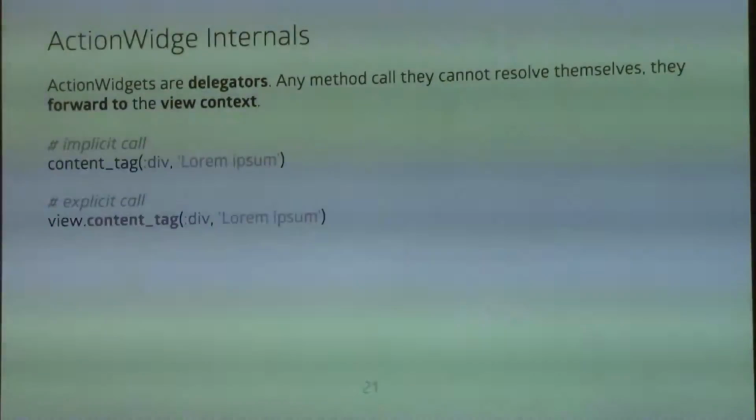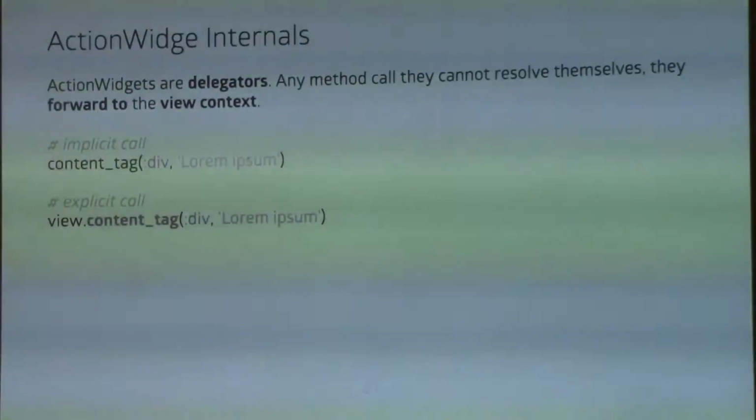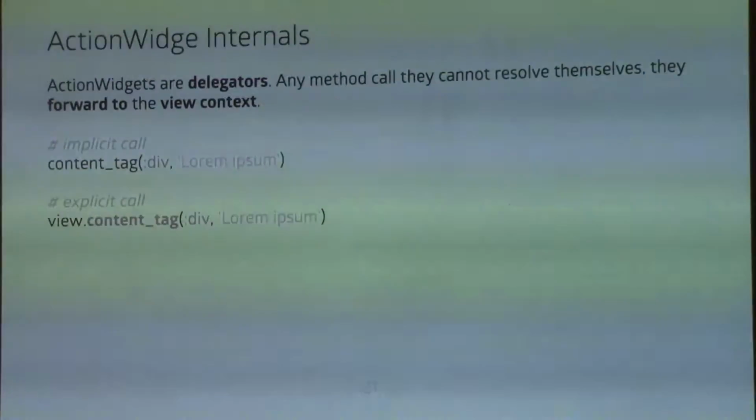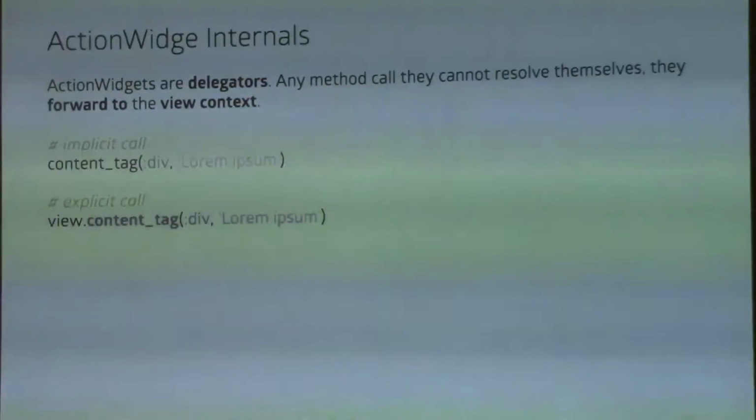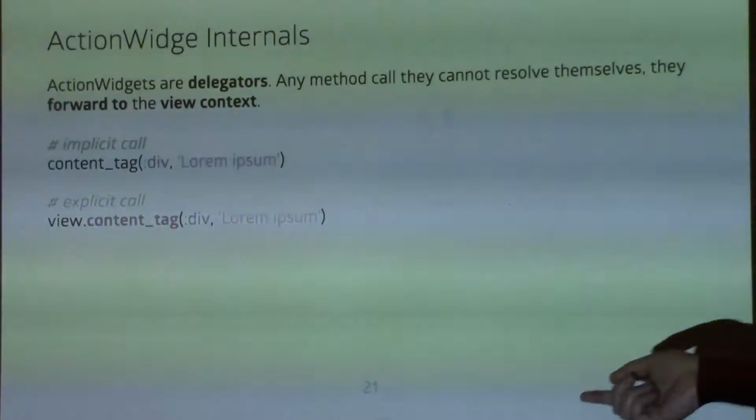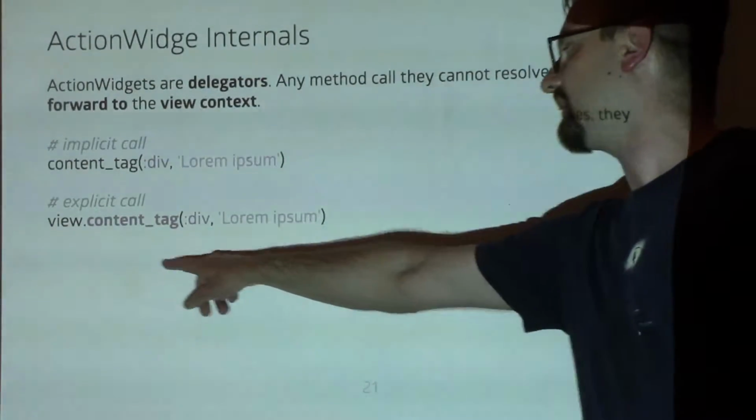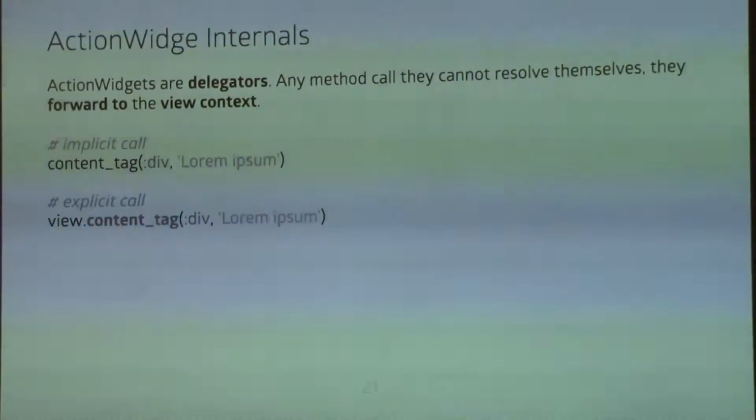The way it works is ActionWidgets always delegate method calls to the view context. So all helper methods that are accessible in your template are also accessible in any widget. If you want to explicitly call methods on the view context you provided to the initializer, you can always do this by calling view explicitly.